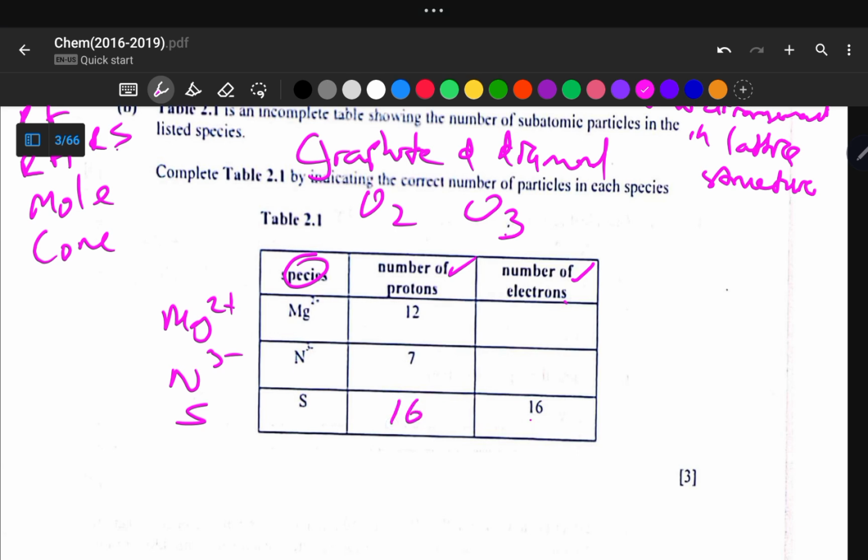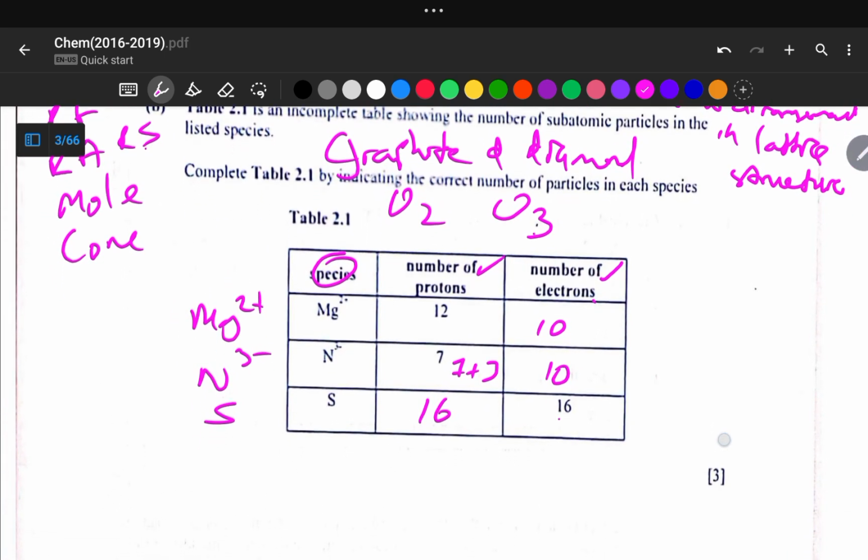Magnesium is a group 2 metal in period 3 with proton number 12. It loses 2 valence electrons to form the magnesium ion, so we subtract 2 from the proton number 12 to have 10. Nitrogen is a group 5, period 2 element, so it has 7 protons, meaning when it is neutral the number of protons is equal to the number of electrons. But it forms an anion, meaning it gains 3 extra electrons to complete the electronic configuration of a noble gas. So it's 7 plus 3 to give us 10, right? So this is for this table.